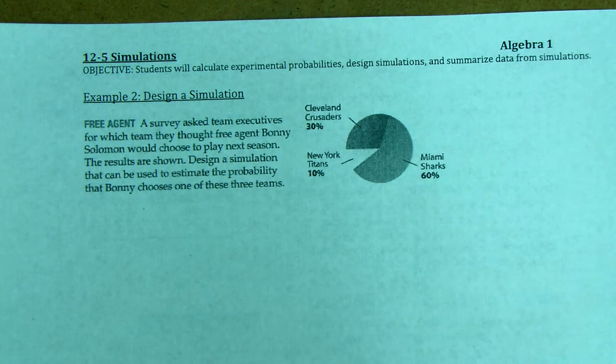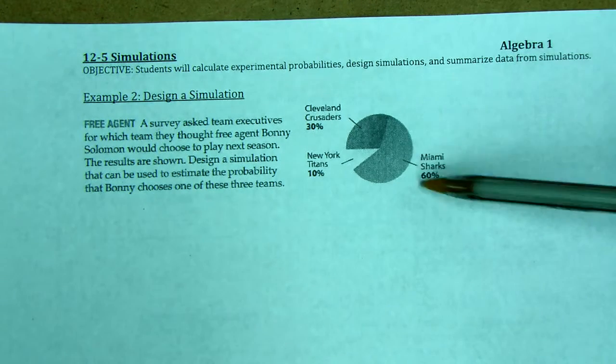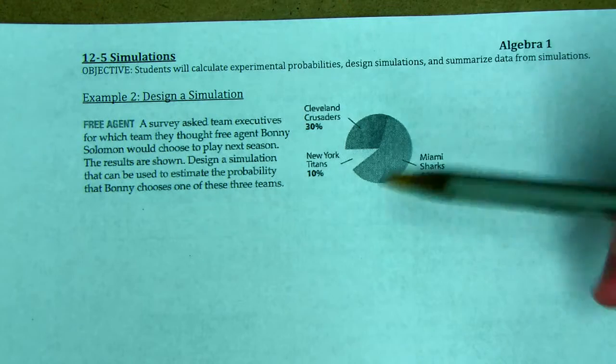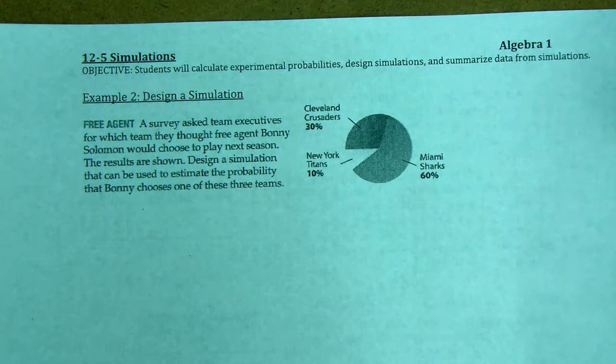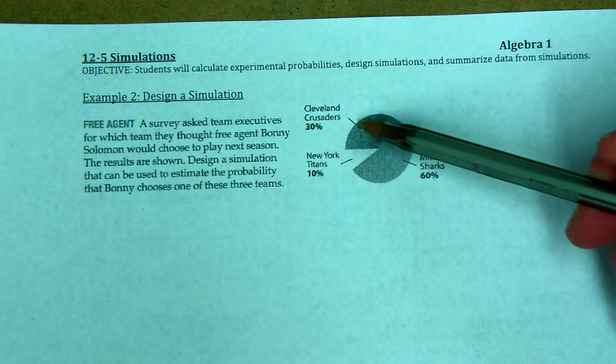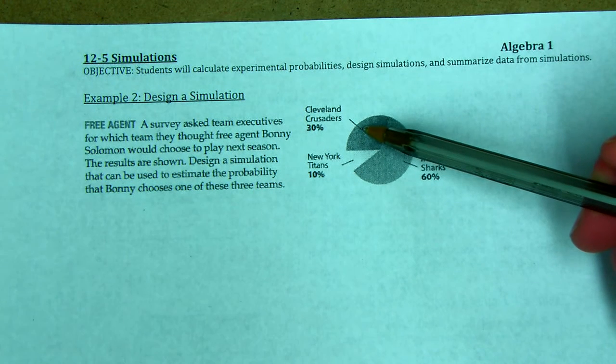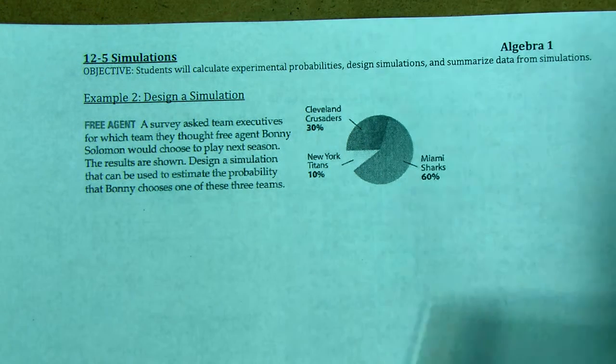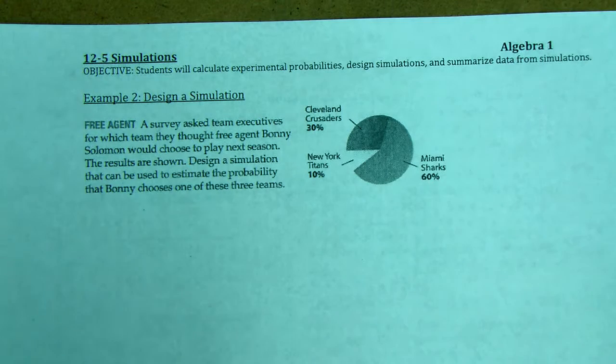So I looked at this and went, oh, they're all multiples of 10. So I could represent this with 10 different marbles and make one of them a specific color that represents New York, 3 of them a specific color that represents Cleveland, and then 6 of them that represents Miami. Throw all those marbles in a sack or something, and just start pulling one out, record it, throw it back in, shake it up, pull one out, record it, throw it back in, and shake it up, and you could create a simulation, which you're going to do on your assignment today, kind of.